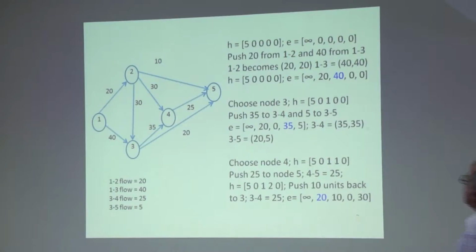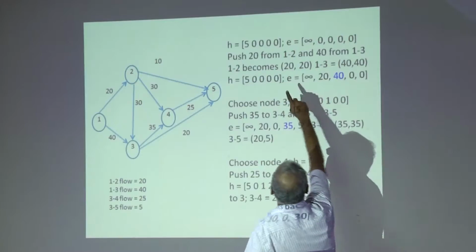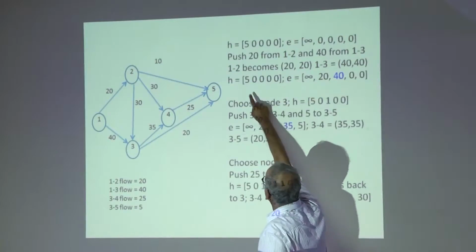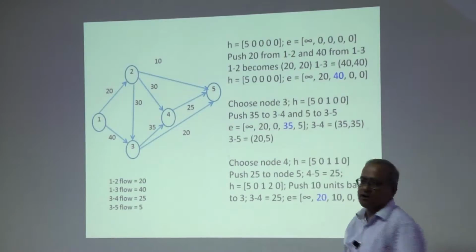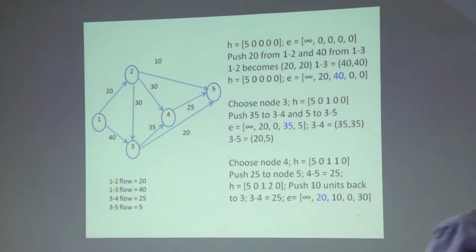Now the moment you do that, the x12 becomes 20, 20, 40, 40. Height remains as 5, 0, 0, 0, 0. The excess flow is infinity, 20, 40, 0, 0. Excess flow is like a hot ball which has to be thrown. So choose that node which has maximum excess flow, other than source and sink. Source and sink you can store as much as you can. So you will choose node 3 which has 40.